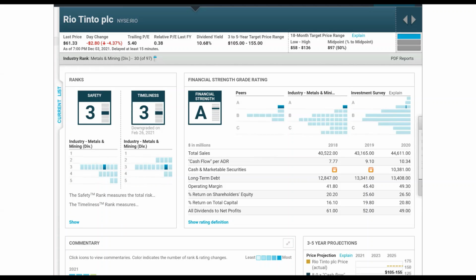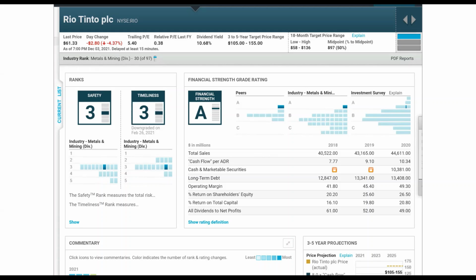That second line tells you, out of all those industries that Ron had showed us, metals and mining is now 30 out of those 97 industries. And they have a little bar there that gives you a visual of where that's at, but it's the top third.